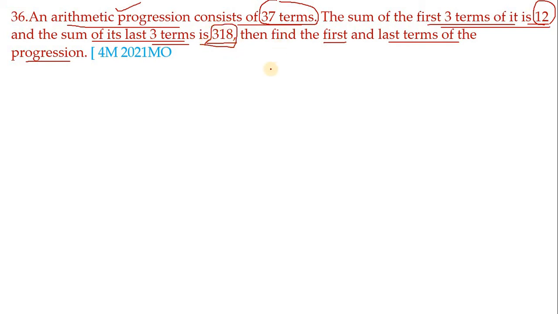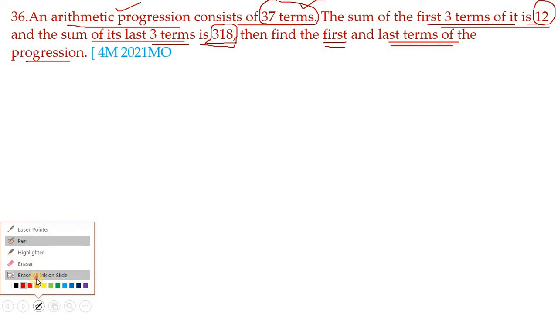Now, what do the last 3 terms mean? They said the arithmetic progression has 37 terms. So the last 3 terms will be the 35th, 36th and 37th, that is A35, A36, A37, and their sum is 318. These are the given things. Now what do we have to find? The first and the last term. The first term is A itself, and the last term is A37.